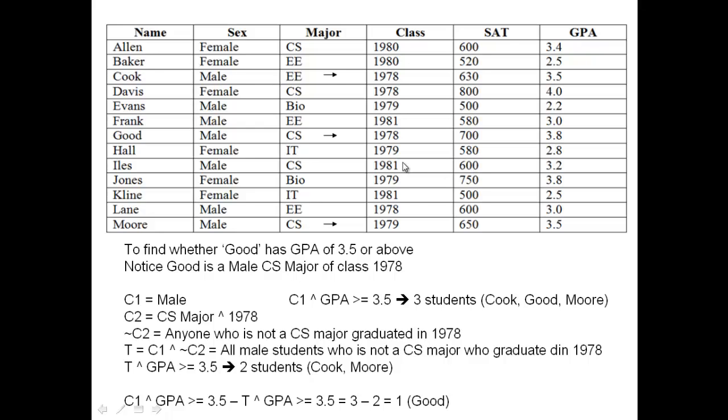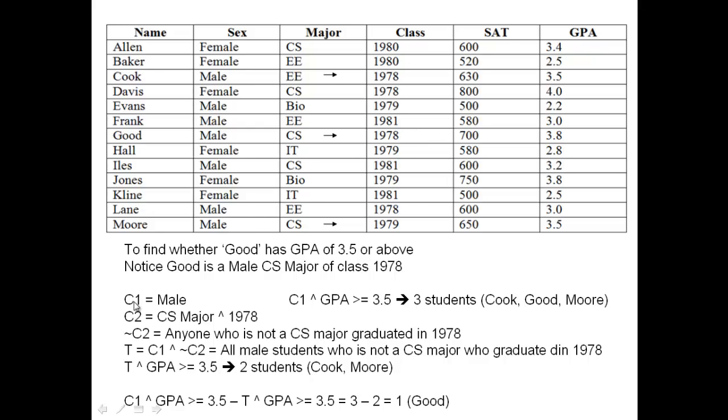Okay, and this combination, male CS of 1978, is actually a unique combination. There's no other male who's a CS major and who has graduated in 1978. So using this unique combination, we'll be able to find whether he has a GPA of 3.5 or above. That's the first thing: you have to find a unique combination of the attributes. In this case, it is male CS major class 1978. All these three together uniquely identify Good.